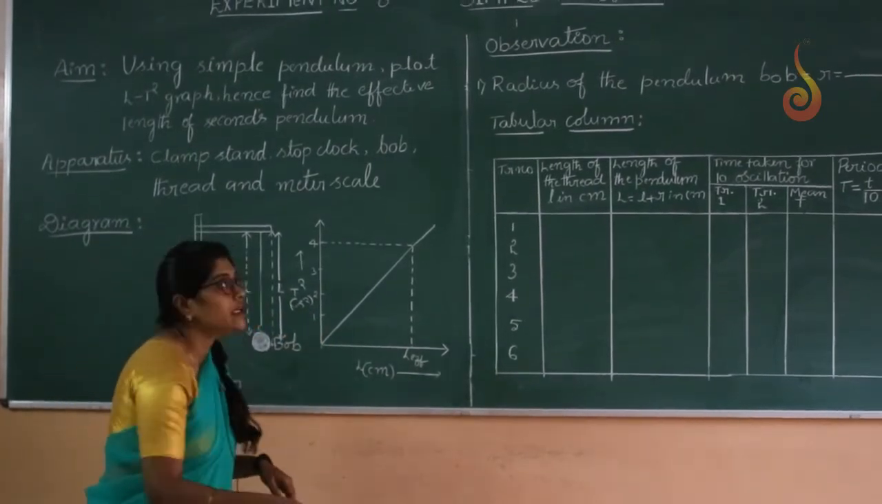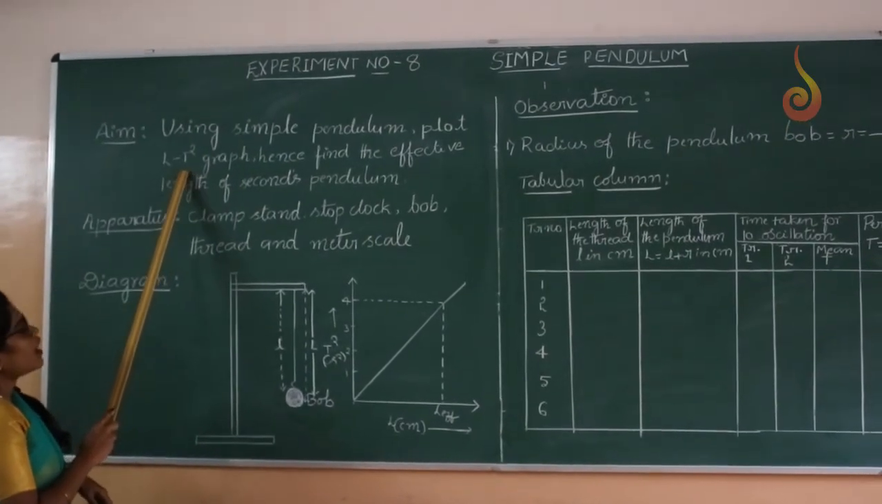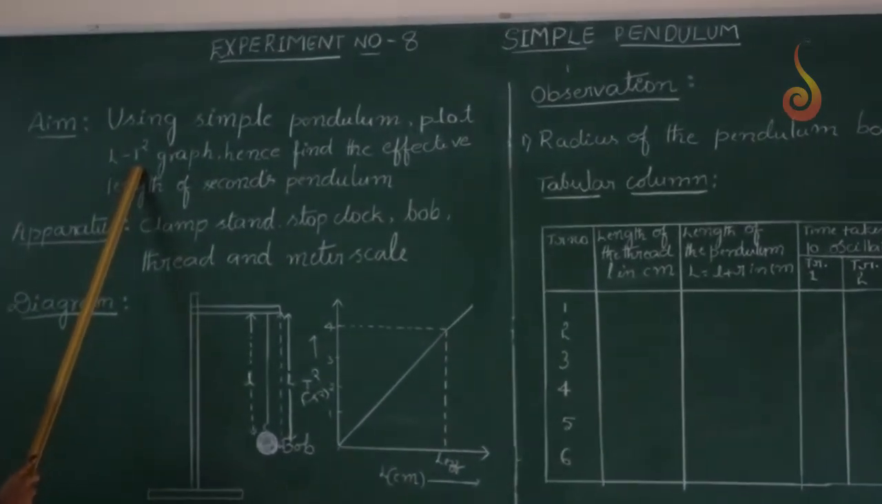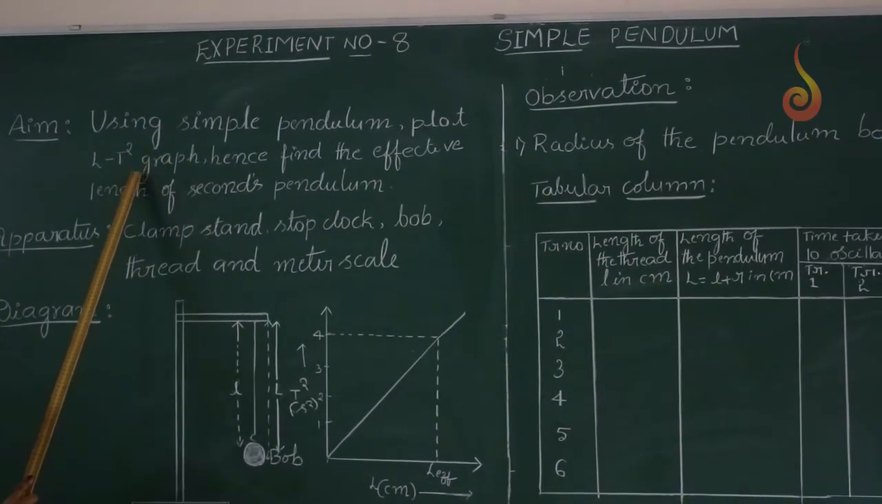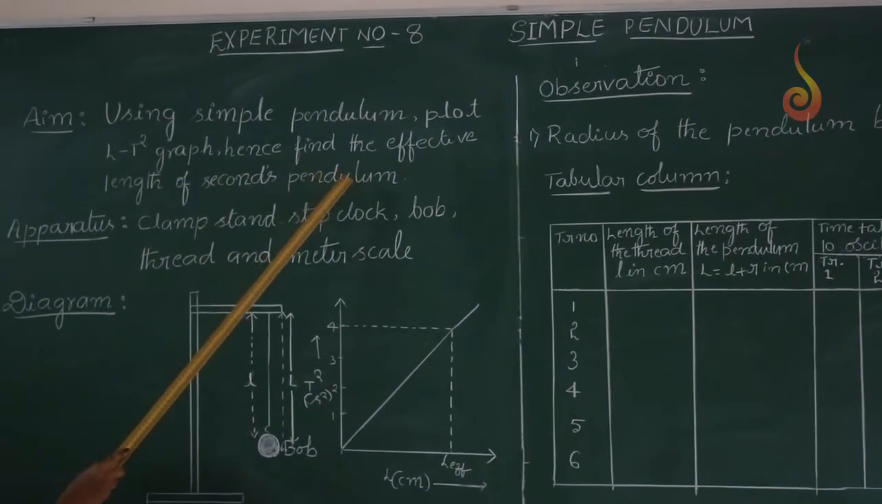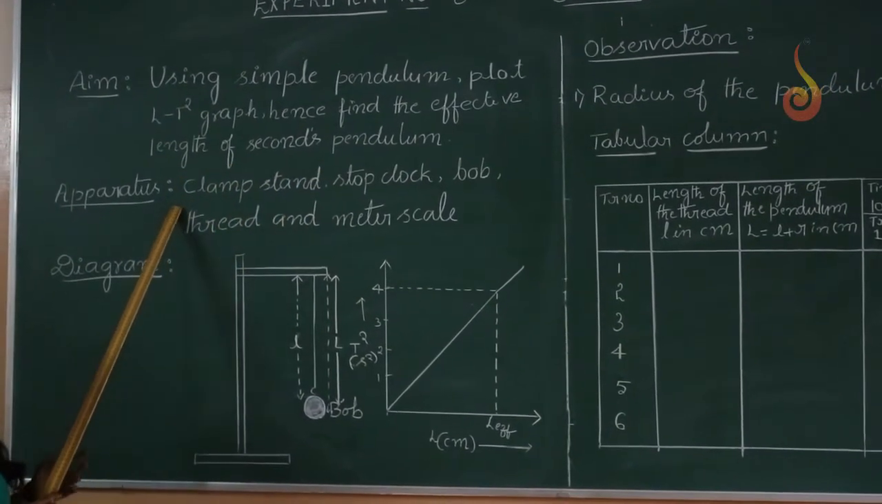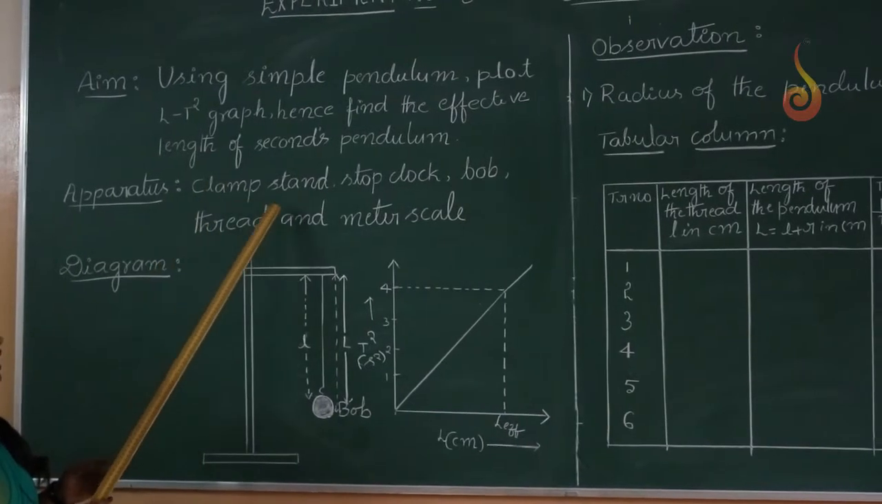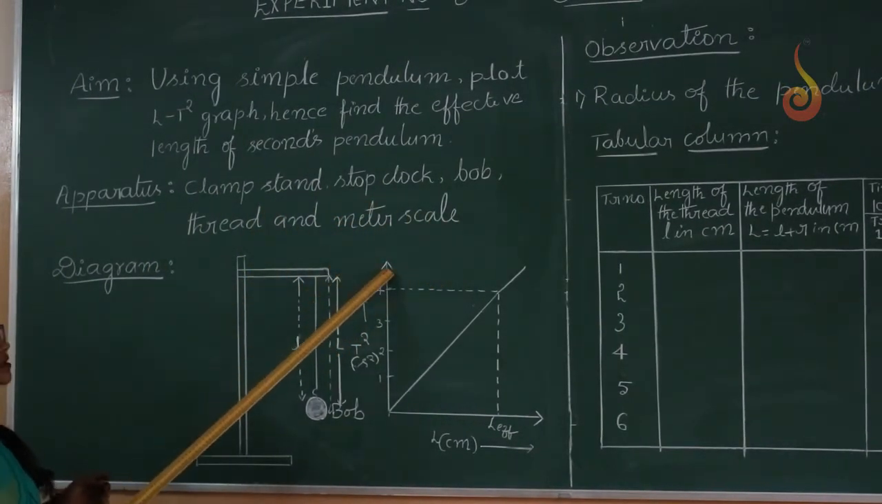Next we move on to the aim of this experiment. From this aim we are going to study how the length varies with the square of the time period, and we are going to plot the graph L versus T square, and hence find the effective length of the seconds pendulum. The apparatus required for this experiment is a clamp stand, stop clock, bob, thread and a meter scale.